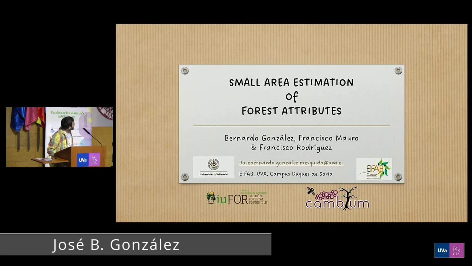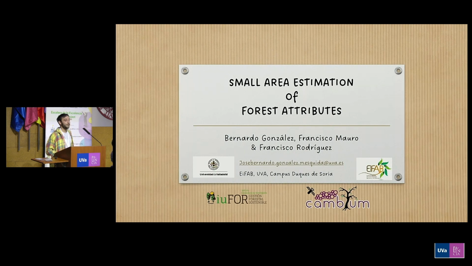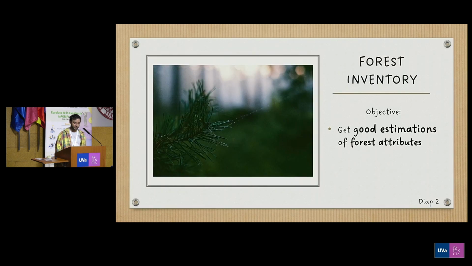Okay, my study is called Small Area Estimation of Forest Attributes. My name is Bernardo, and Francisco Mauro and Francisco Rodriguez are my PhD directors.